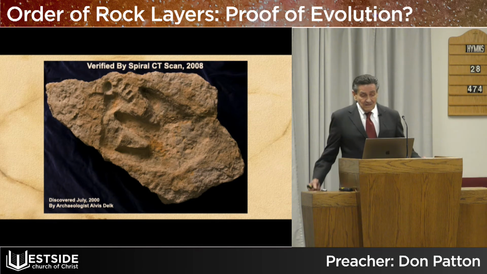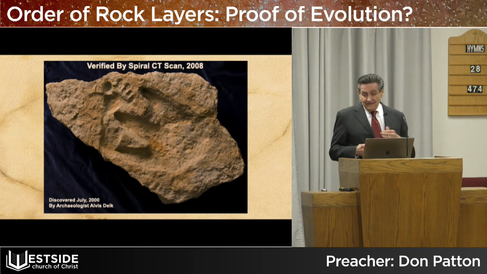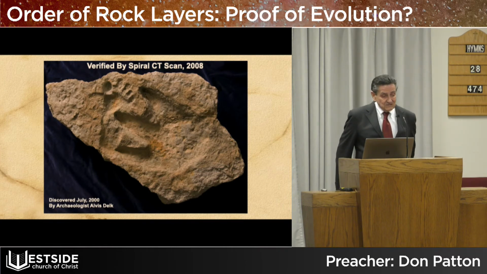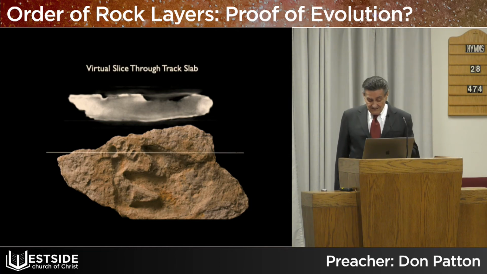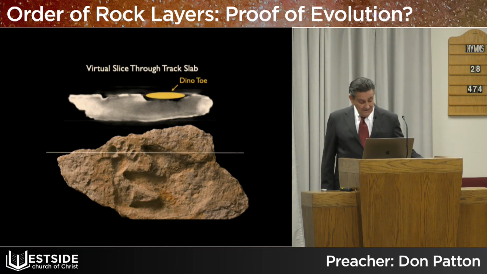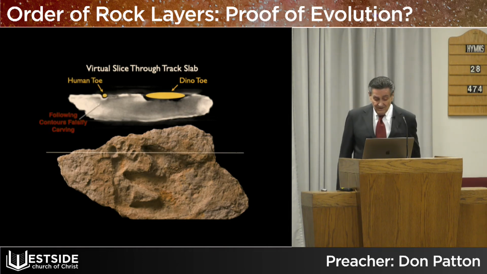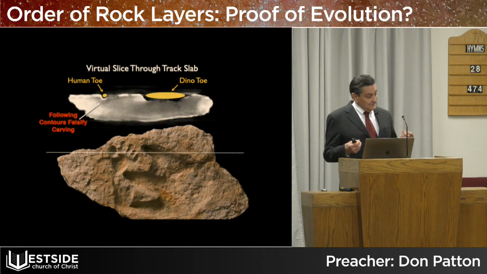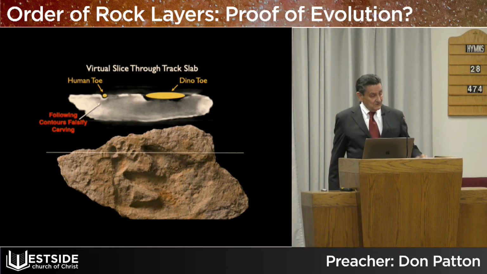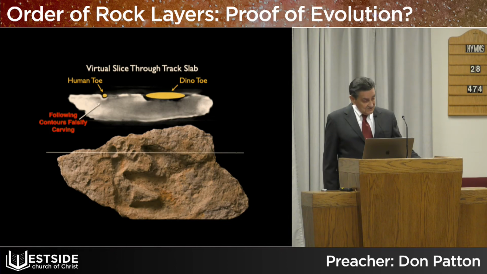So we did a spiral CAT scan, cutting across like 300 slices to see if we could see indications down in the rock. And here, where the line is where you see the slice, you see where the dinosaur toe fits, corresponds to the human toe fits. But look under the human toe, the contours follow. If you were carving this, they would cut across the contours. Here, the contours follow. This is original impression in the sediment, and it's demonstrated both within and without.